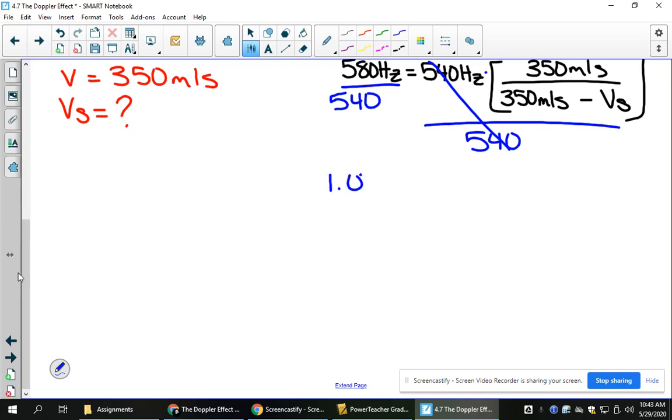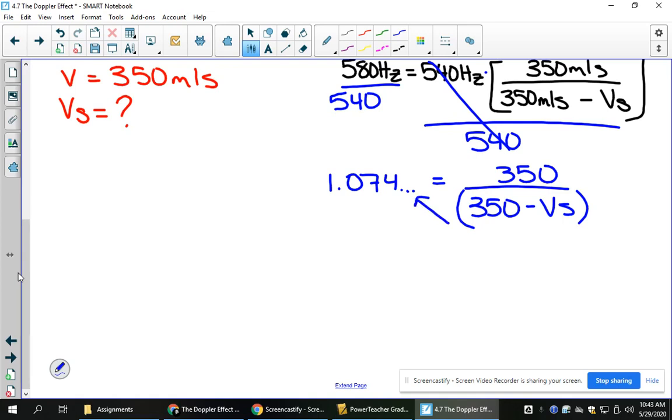I get 1.074, and I'm just going to say dot, dot, dot, because there's more numbers on my calculator, is equal to what I have left over here in the bracket. Now, the bottom of this is a binomial. Whenever we do multiplication of binomials, we have to consider the distributive property. So I'm going to make sure that's in a bracket. Otherwise, it's easy to forget to distribute. Why do I need to distribute? Because I am multiplying this whole bracket up. So I need to go 1.074 times this whole thing.